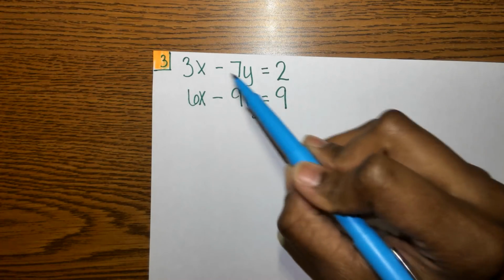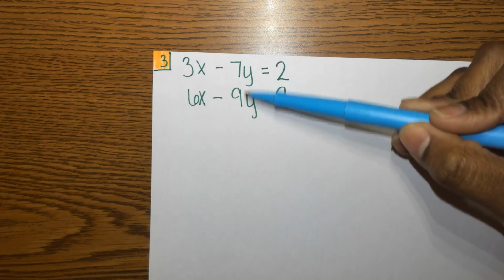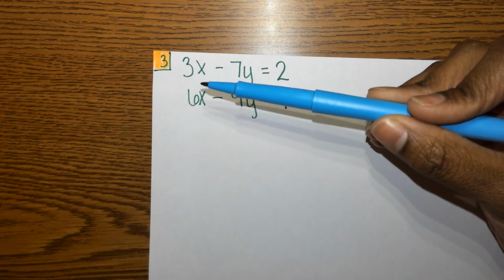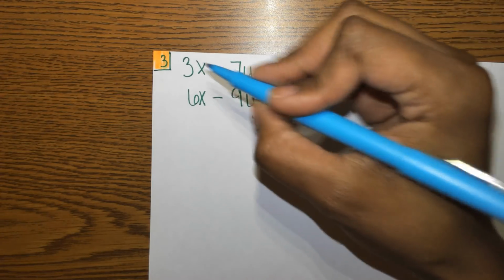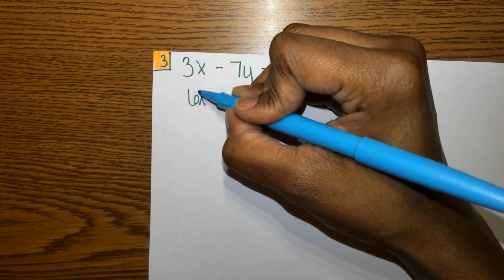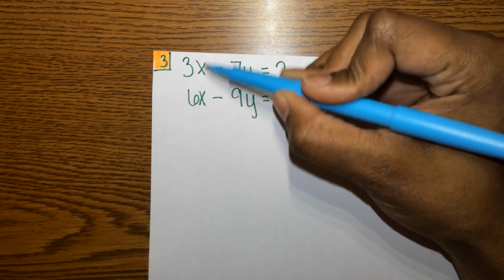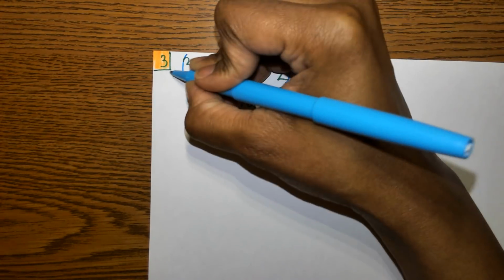Well, I don't have any zero pairs, so I need to create a zero pair. So I'm going to look at what is the easiest zero pair to create. Well, 7 and 9, they're not multiples of each other, but 6 is a multiple of 3. So if I wanted to create a zero pair, well, I have a positive 6 here, so I want this to be a negative 6. So how can I make 3 into negative 6? Well, I can multiply by negative 2.